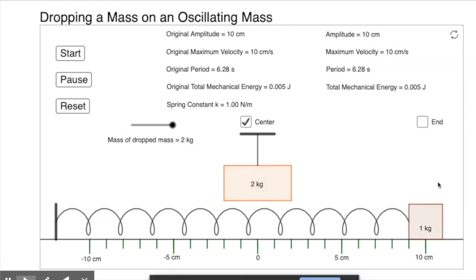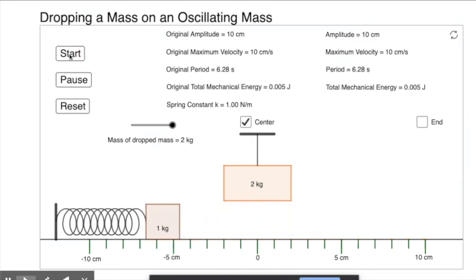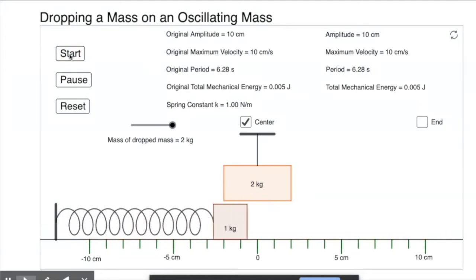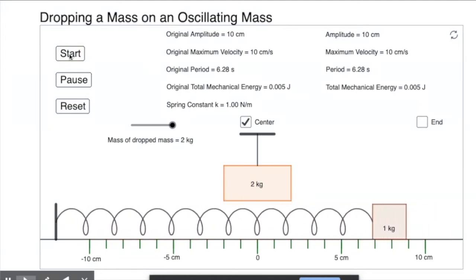Okay, so now that we've covered every aspect of the situation where the block is dropped on top of the other block at the amplitude, now we're going to talk about what happens when the block is dropped on the oscillating mass at the center, or in other words, at the equilibrium position. So we'll let it go and we'll observe what happens. Here it goes.